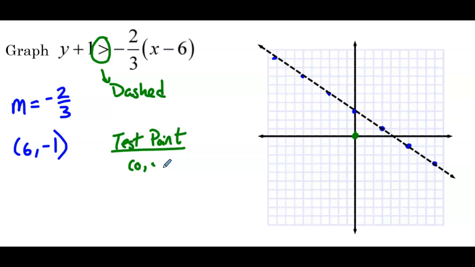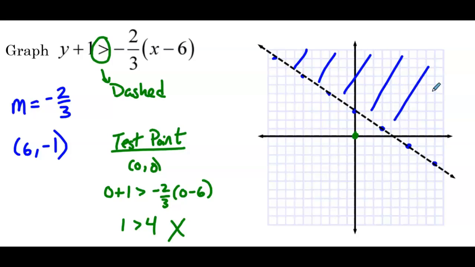So we have 0, 0. Substituting that into the equation, we have 0 plus 1 is greater than negative 2/3 times 0 minus 6. So we have 1 is greater than, negative 2/3 times negative 6 would be 12 over 3, which is 4. So is 1 greater than 4? It is not. So 0, 0 is not in the solution set. That means we're shading all points above the line. So there we have our solution set of our inequality.